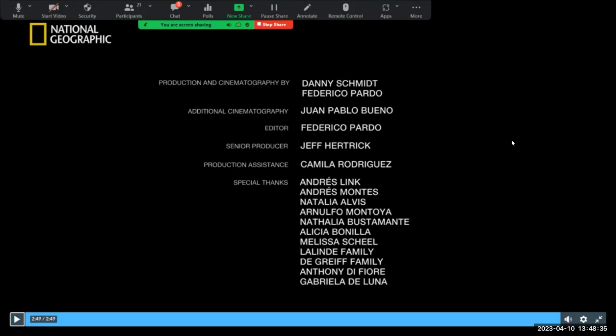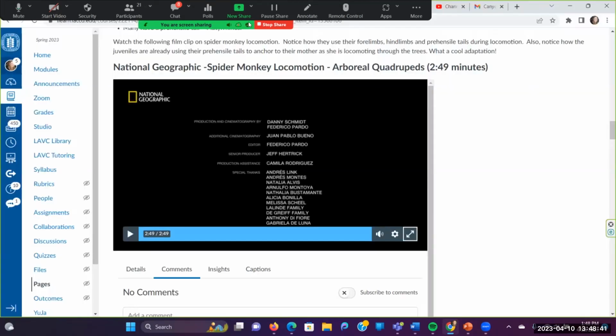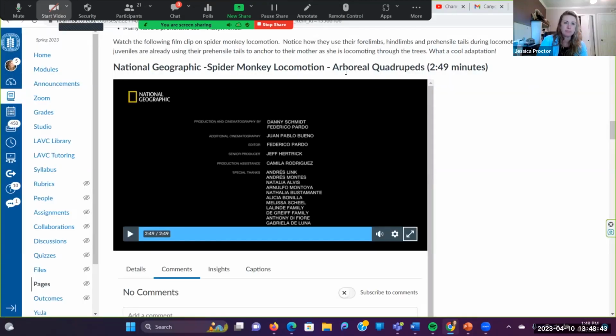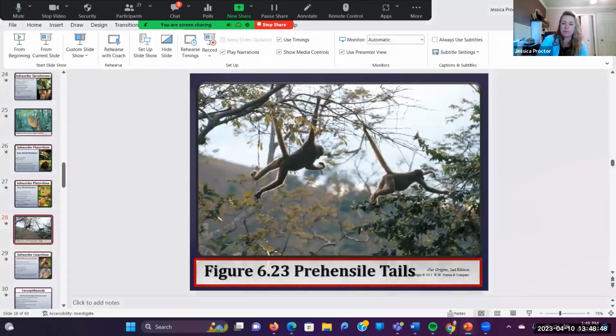All right, so that video showed you the predominant form of locomotion for the New World monkeys, the platyrrhines. So we call that arboreal quadrupedalism. All right, what questions do you guys have about the New World monkeys?